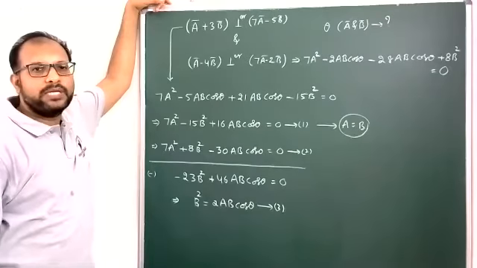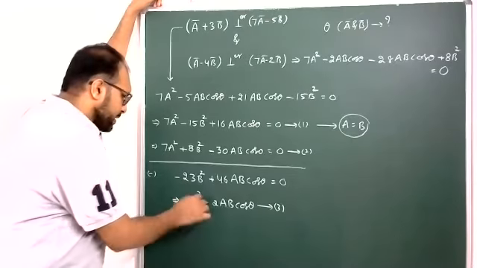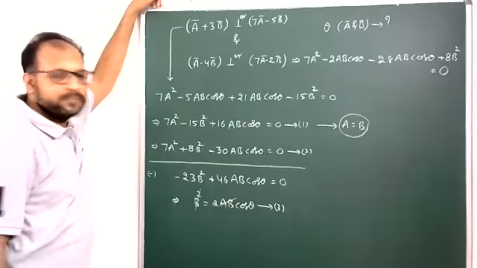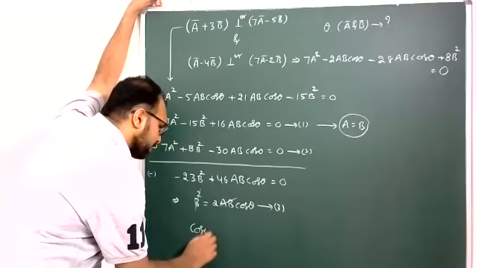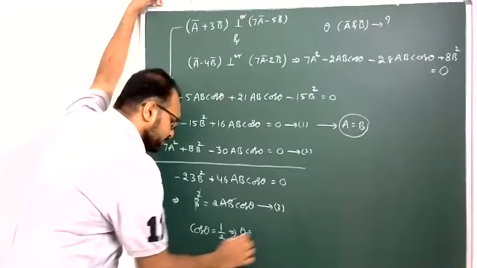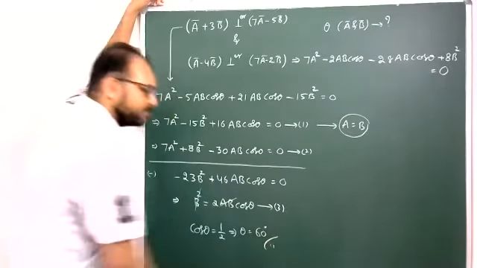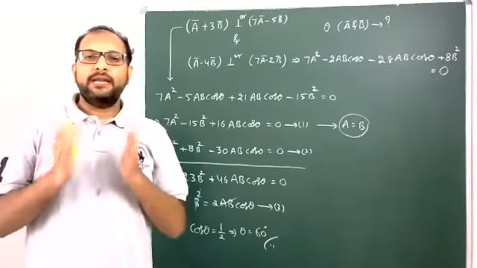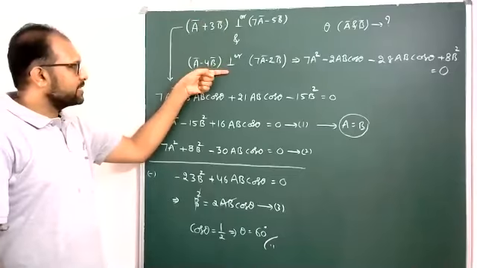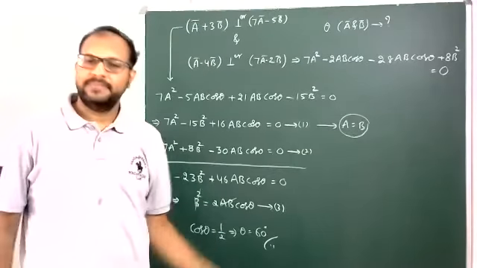Yes, students, A equal to B. Now A equal to B means B square, AB cancel. Then cos theta equal to 1 by 2. Cos theta 1 by 2 means theta is 60 degrees. So students, the angle between A bar and B bar from these two conditions is finally obtained as 60 degrees. So 60 degrees is the answer. Take that.